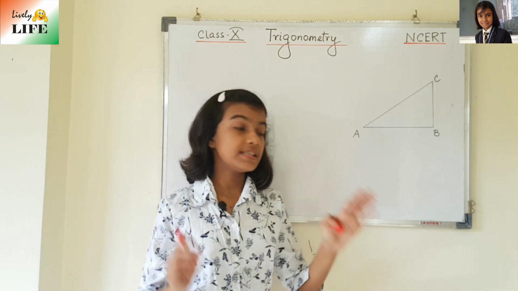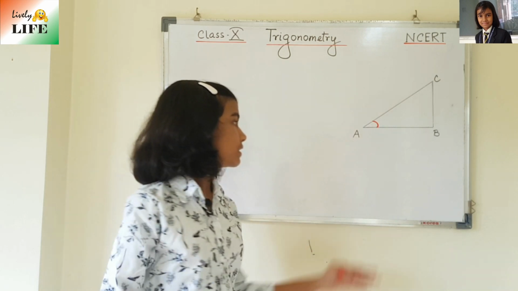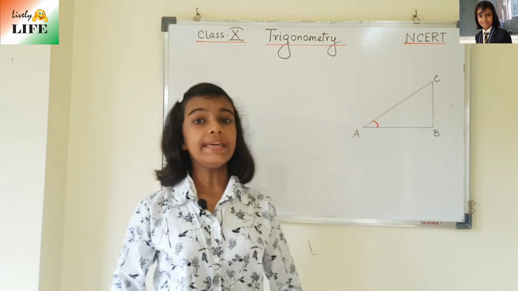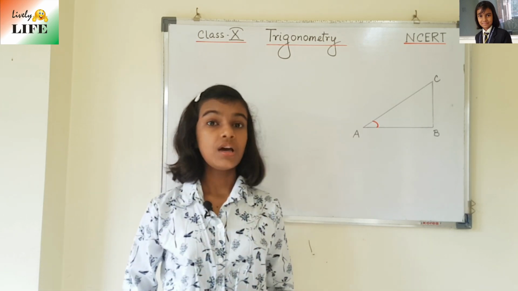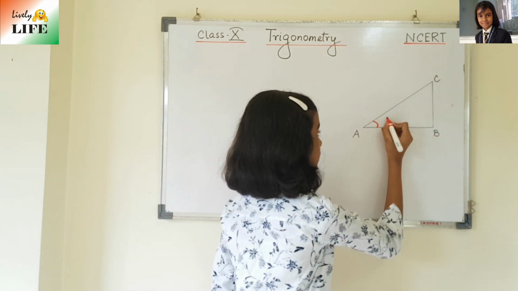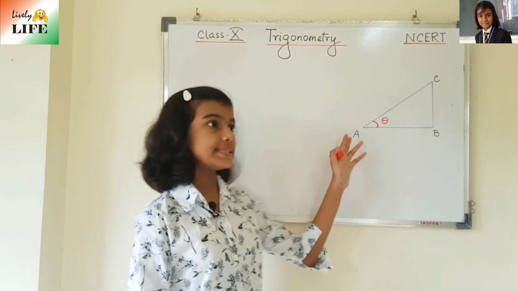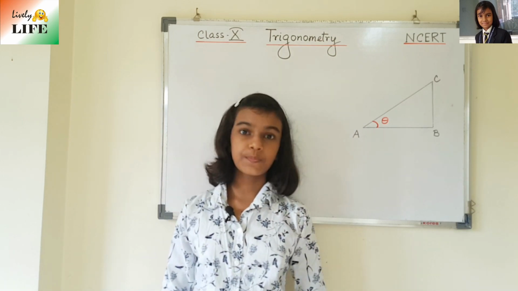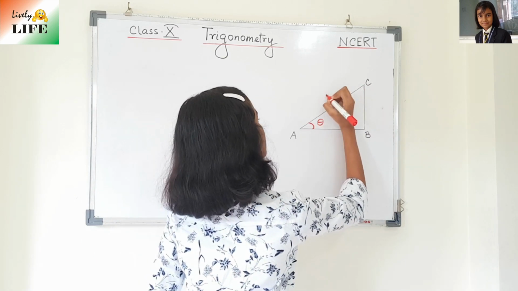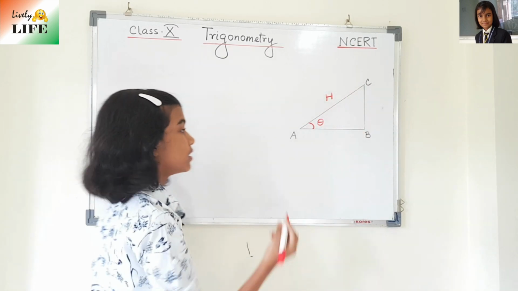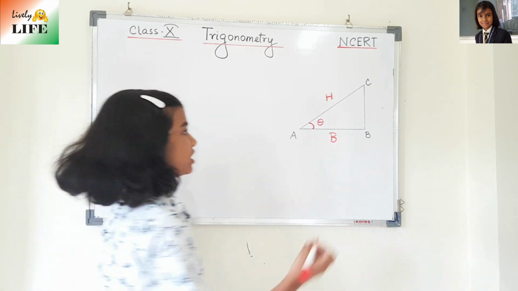So over here in this triangle, we will take the acute angle A. We can say this angle A as theta also. This is the symbol of theta. We can say this is angle A or angle theta. And in this triangle, what are the hypotenuse, the base and the perpendicular? AC is the hypotenuse, H. AB is the base, B, and BC is the perpendicular, P.